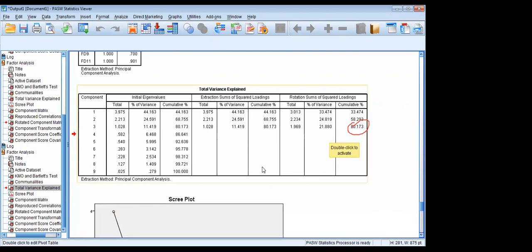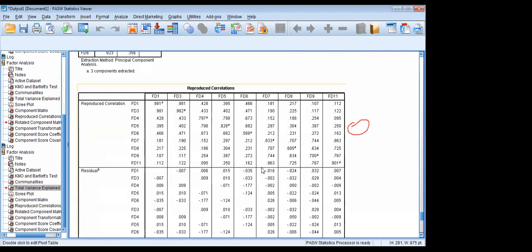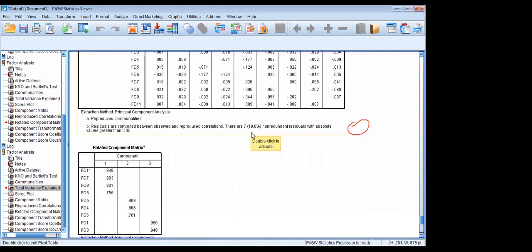Why is it improved? Because of removing one variable which has cross loading. That one student is problematic because he is not sticking to one particular group. So we are removing him from the total list so that the problem is solved. Now let us see the non-redundant residuals. Earlier it was 21%. Now it is coming down to 19%.